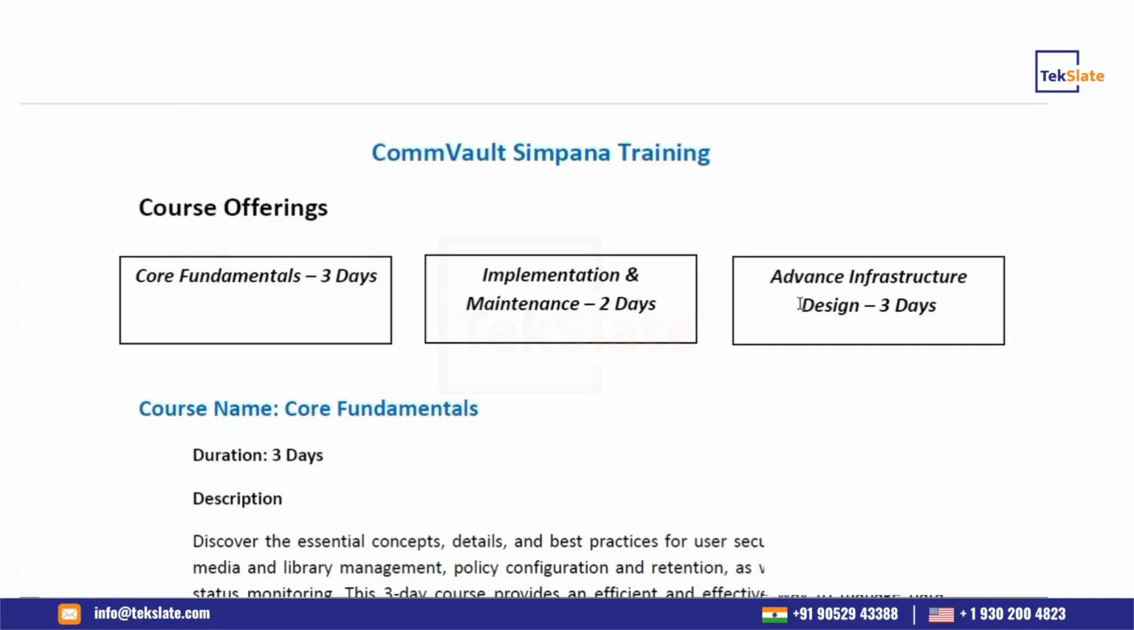But if you're doing a classroom training, the number of days I will require to complete this is: core fundamental 3 days, implementation and maintenance 2 days, and the infrastructure design 3 days. But implementation, maintenance plus advanced infrastructure design, I will be completing within 2 days. So the total number of days that we require for the classroom training to complete is 5. But if we are doing an online training, we are not doing the entire day training.